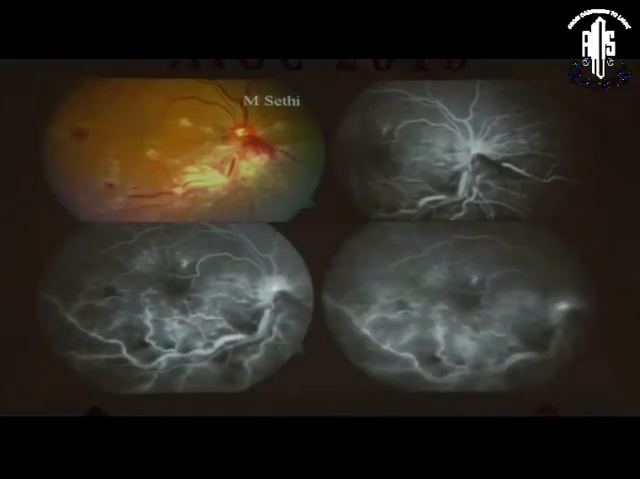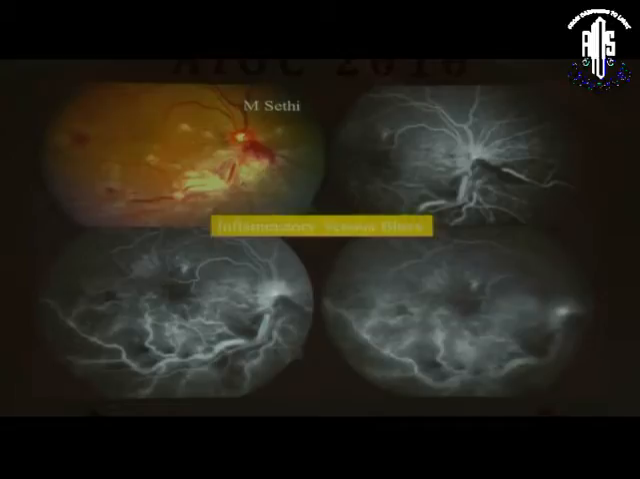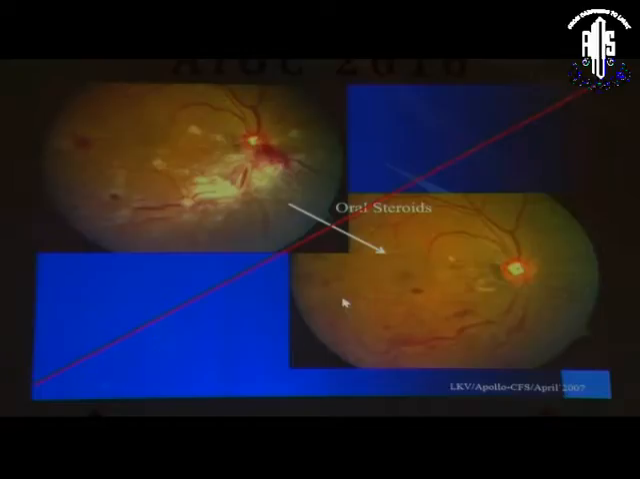I will not be dwelling upon inflammatory block. I hope it has been covered before. The inflammatory block approach is totally different than the other kinds of blocks. So I have omitted it from here because we know that the mainstay of treatment in inflammatory block in the active stage is steroids. This is one example to show how this patient improved dramatically by a course of oral steroids.